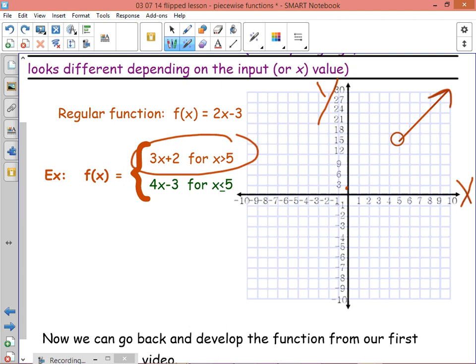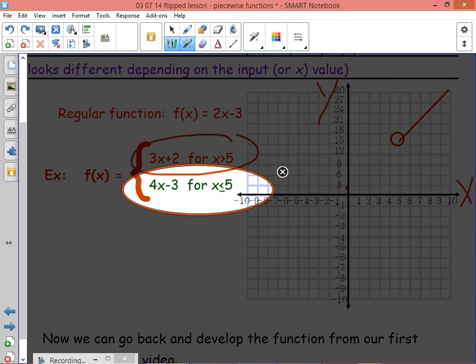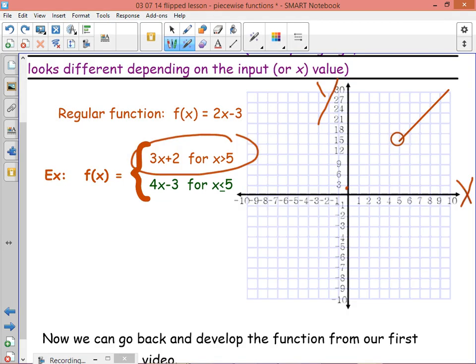Now I want to graph the other part of this. Notice I want to graph what happens with 4x minus 3. This is for all the x values where x is less than or equal to 5. I'm going to do the same thing, though. I'm going to graph this function as if it were a regular function, and then just take away the parts that can't be. 4x minus 3 means I have a slope of 4, and my y-intercept is minus 3.